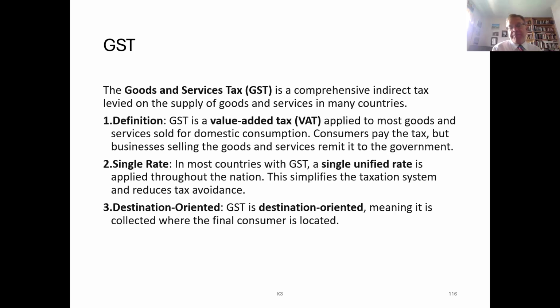Consumers pay the tax, but businesses selling the goods and services remit it to the government. Single rate: in most countries with GST, a single unified rate is applied throughout the nation. This simplifies the taxation system and reduces tax avoidance. Destination orientated: GST is destination orientated, which means that it is collected where the final consumer is located.